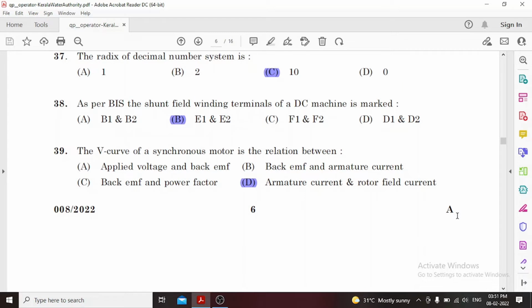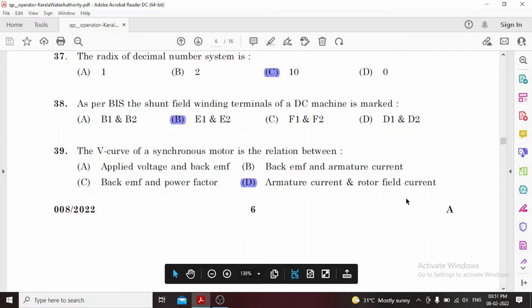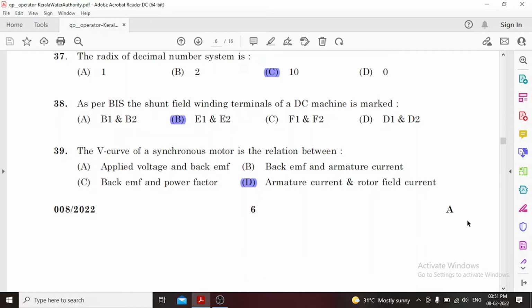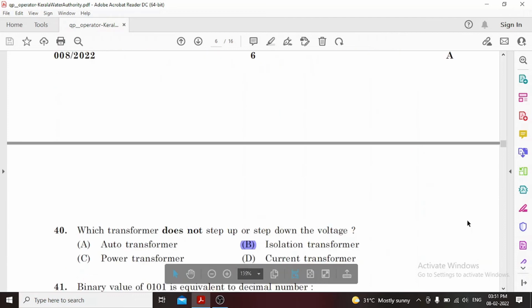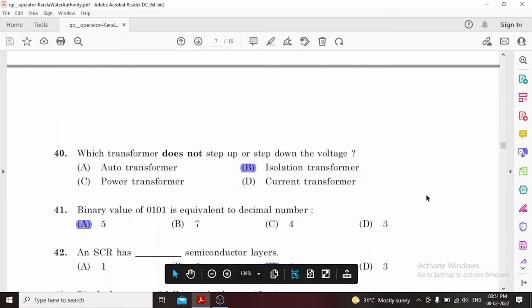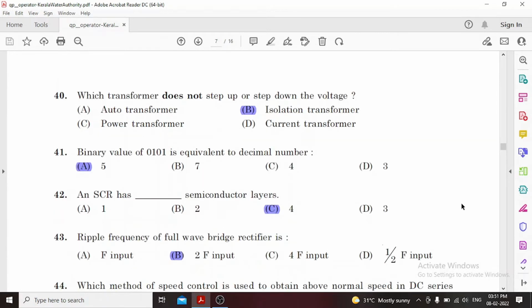The V curve of a synchronous motor is the relation between armature current and rotor field current. Option D, armature current and rotor field current. 40. Which transformer does not step up or step down the voltage? Isolation transformer. Option B, isolation transformer.